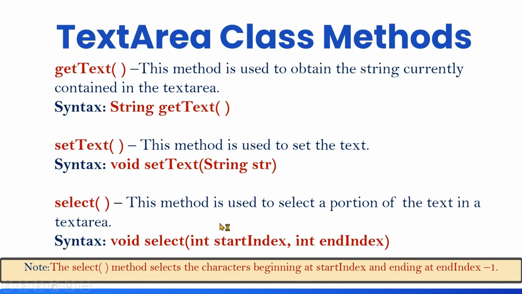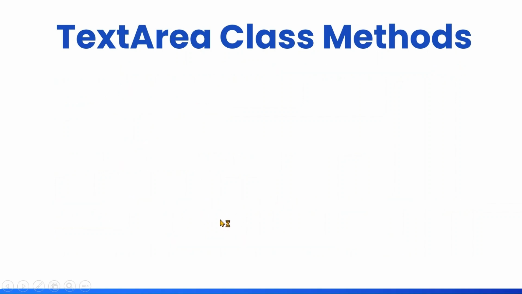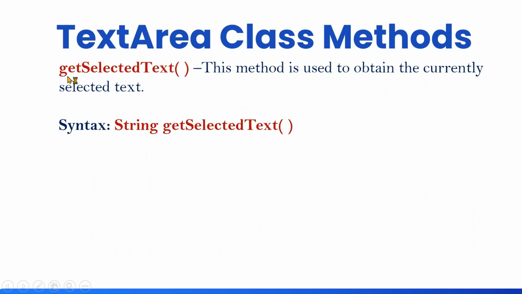So this is only for the selection of the text. But I want to retrieve the selected text. So we need to apply the getSelectedText method. This method is used to obtain the currently selected text in the text area. So it will return what? String.